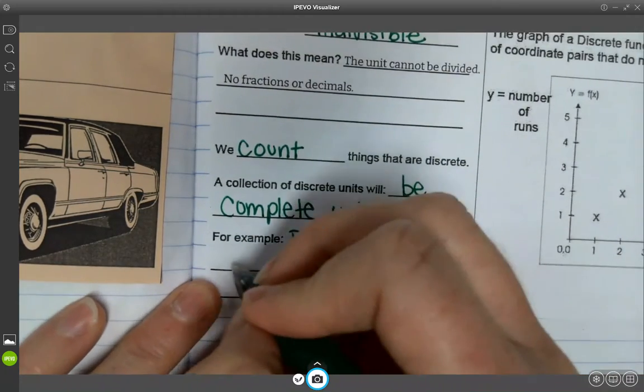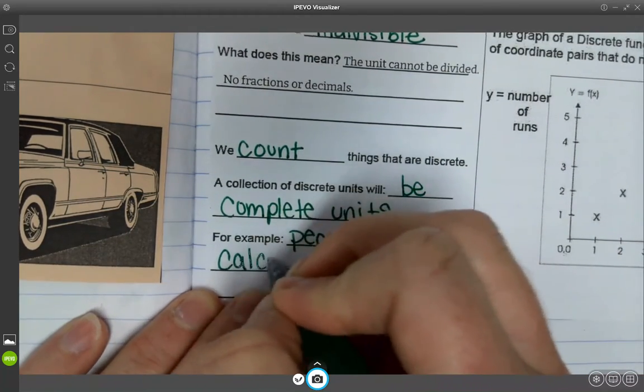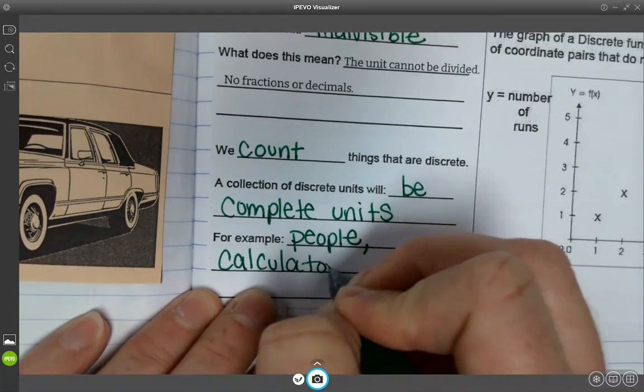All right. Next thing is calculators. I could count all the calculators in this room.